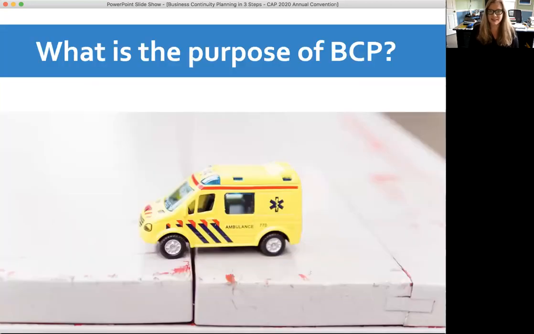So what's the purpose of BCP? Well, let's recall the definition. It's the planning process that helps us keep necessary functions running during a period when normal operations are disrupted. And it's the planning process that helps us plan for how we will resume other aspects of our operations as soon as possible. So the core purpose of BCP is to ensure the continuity of mission-critical functions and programs, regardless of the reason for the disruption.